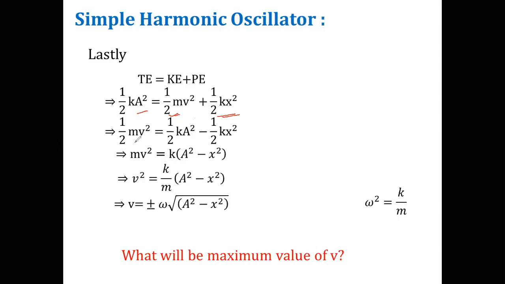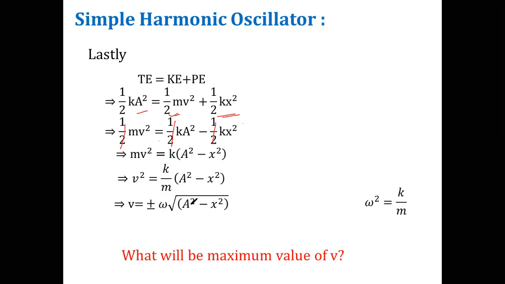Okay. So your 1/2 m v square, or basically your kinetic energy, is equal to total energy minus potential energy. 1/2 is common. You can cancel it out from all the three terms, and you can say that m v square is equal to this expression over here. k you can take common out, and hence your velocity will be equal to the square root of this whole term. k over m was equal to omega square. You can take omega out, and your velocity will be equal to plus minus omega square root of a square minus x square.